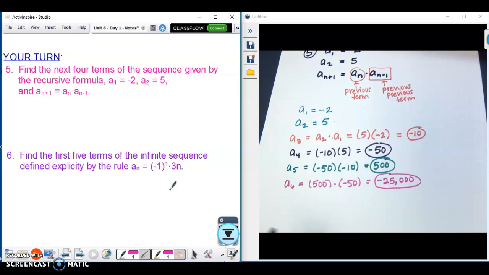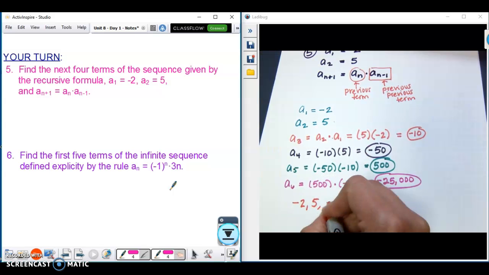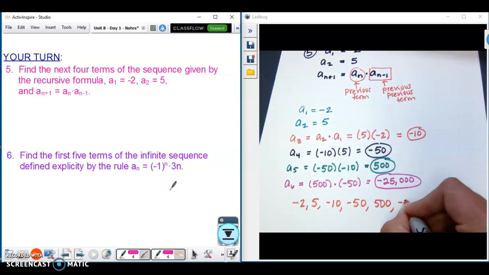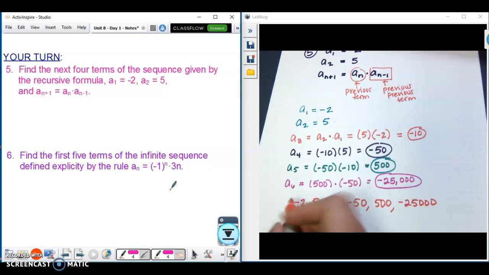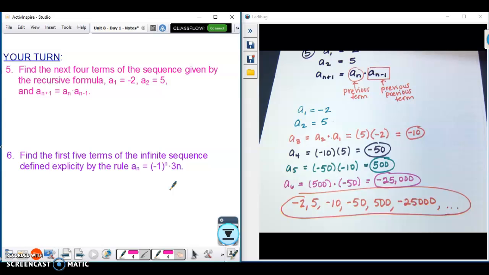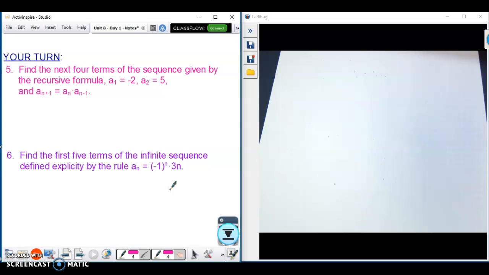Alright, so it asks us to find the next four terms. So if we want to write it out, we started out with negative 2, 5, then it's negative 10, negative 50, 500, negative 25,000. And this will keep going on forever. So those are technically my first 6 terms of my recursive sequence. So recursive formula means that it depends on the previous term, but it could mean it depends on multiple previous terms. So you just have to pay attention. Alright, so looking at number 6.